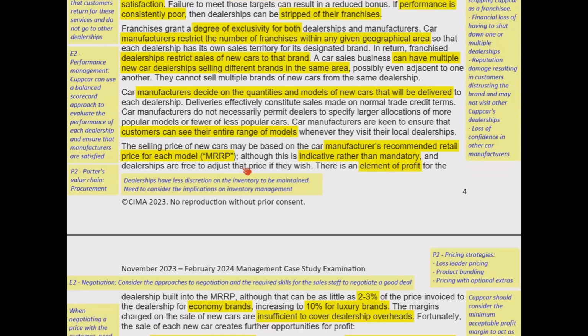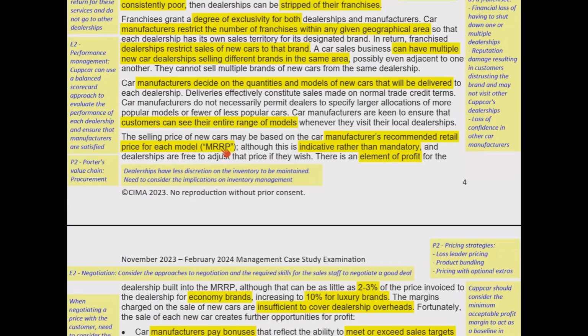Okay, then. Now, very important point coming up, folks. I'm just pointing here to it. In terms of the selling price of the new cars that Cuppcar actually has in its dealerships, the selling price is not set by the car manufacturer. The car manufacturer recommends a price for the new cars that are sold by the dealers, but that is only a recommendation. It's not mandatory. It's a guide. It's indicative. Very important that you know that.